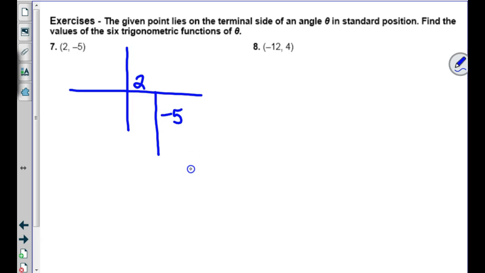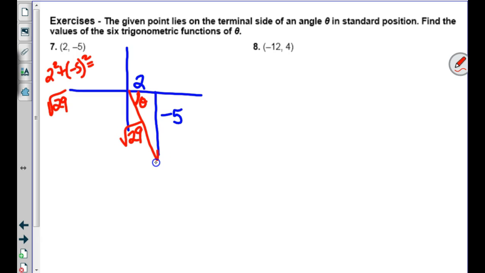Okay, then what? We always draw our triangle back to the positive x-axis, and the angle we're talking about is in here. This is our theta. What do we have to do first? Pythagorean theorem. 2 squared plus -5 squared is 29, right? So square root of 29.